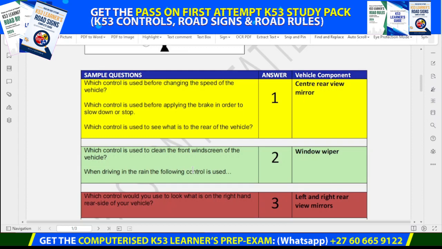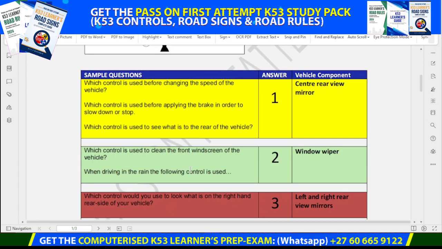So the driver has to look at the rear of his vehicle and see what is coming behind, so that he can judge the distance between his car and the vehicle that is behind, and also so that he can know if it is safe for him to apply brakes, because the vehicles on the road are moving at high speed, and there has to be a minimum distance between two vehicles, right?